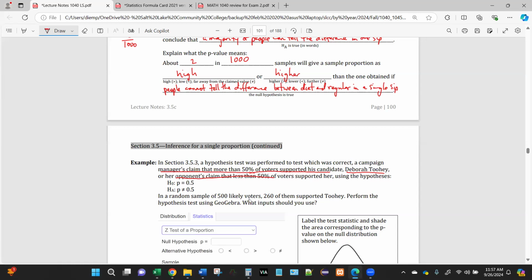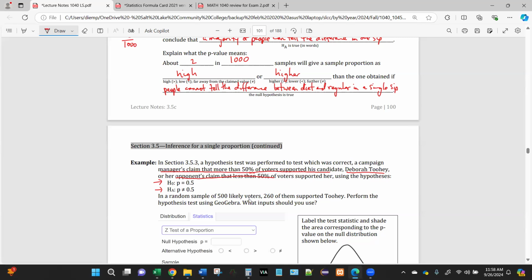If we're not really sure what direction it goes in, remember the default is a two-tailed test, right? Just because one campaign manager thinks it's more than 50% doesn't mean we should assume that. Sometimes results can surprise us. So a good default here would be the two-tailed test. The skeptic's hypothesis is that the candidate does not have a majority of the votes, so we'll go with 50% for the null, and for the alternative, p is not equal to 0.5.